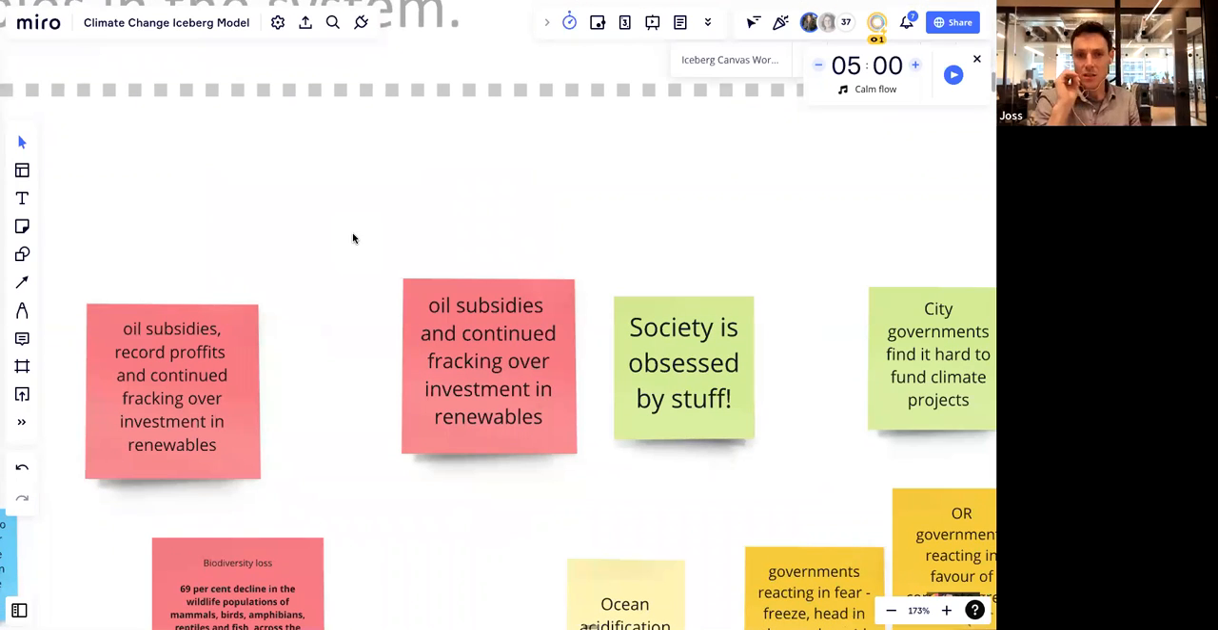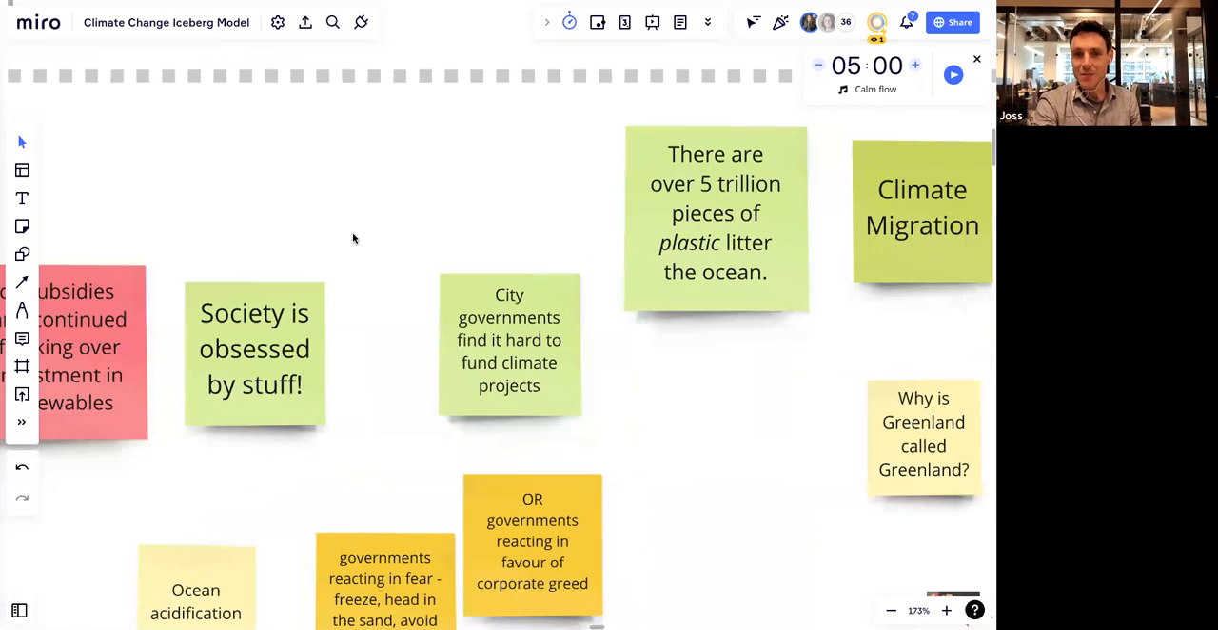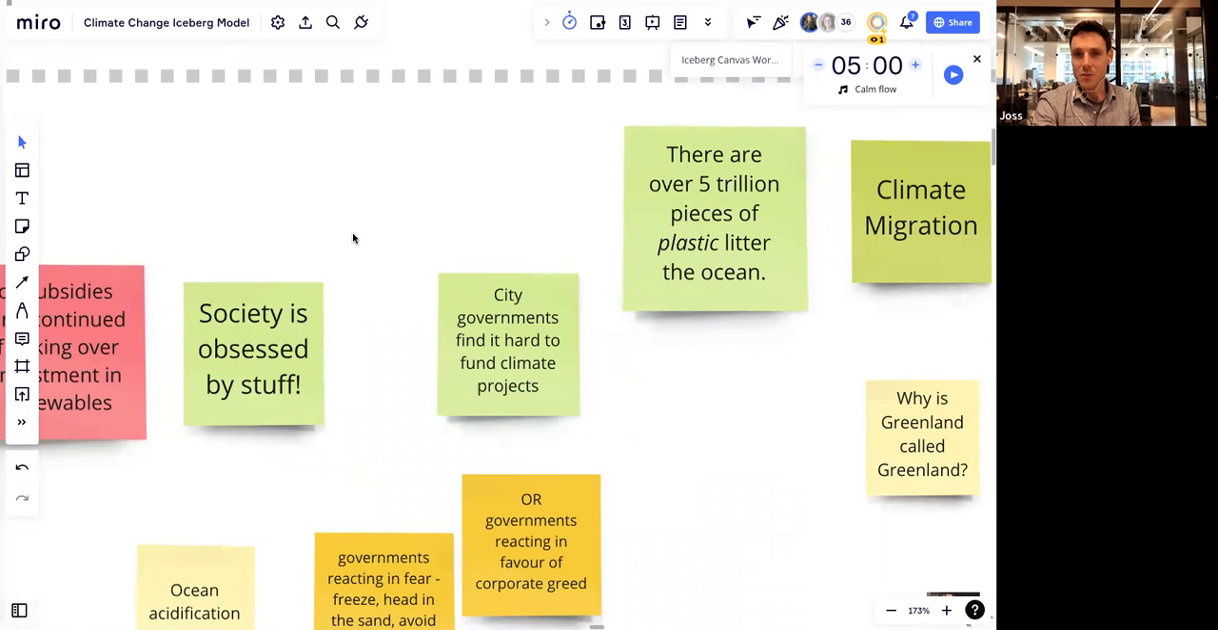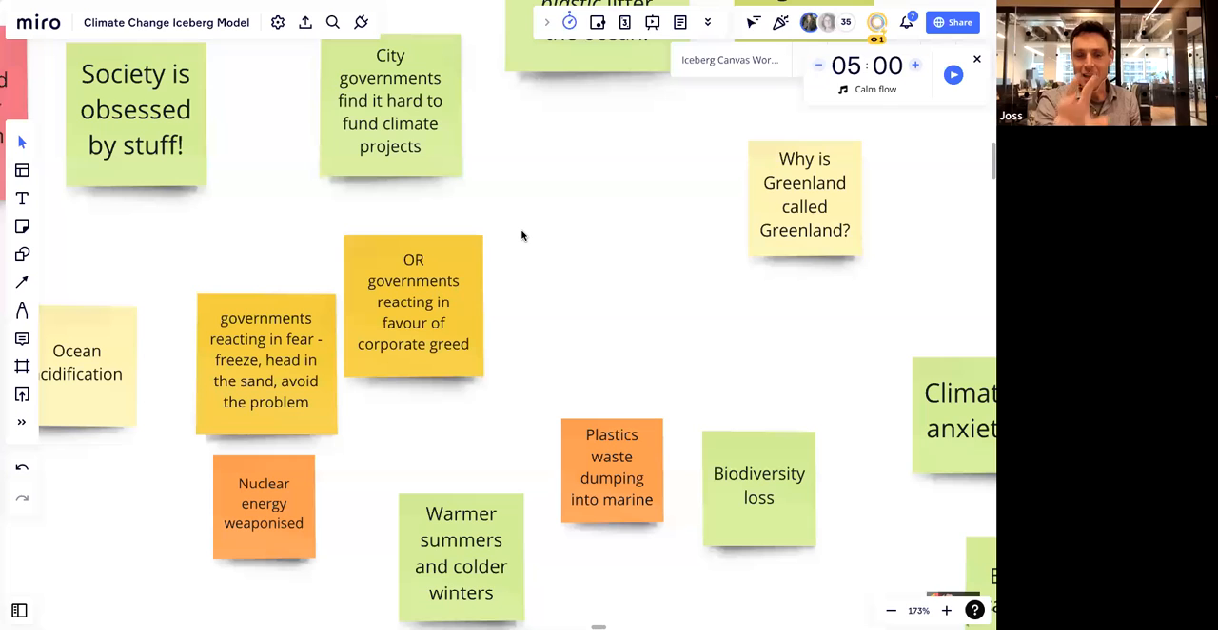Oil subsidies and continued fracking over investment in renewables. Society is obsessed with stuff. City governments find it hard to fund climate projects. There are over 5 trillion pieces of plastic litter in the ocean. This is a very interesting mosaic of what's going on here.